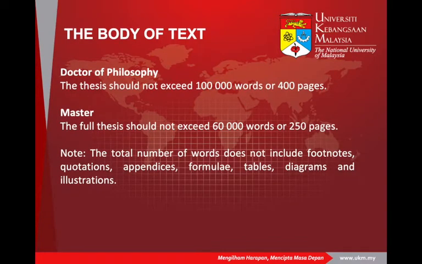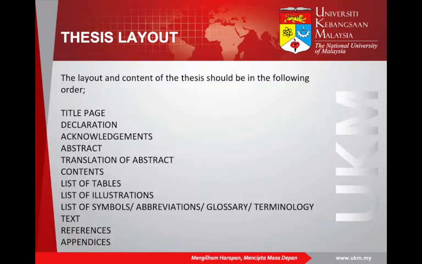The body of text for PhD students, you should make sure that your thesis should not exceed 100,000 words or 400 pages. And for master students, the thesis should not exceed 60,000 words or 250 pages. Please take note that the total number of words does not include the footnotes, quotations, appendices, formulae, tables, diagrams, and illustrations.